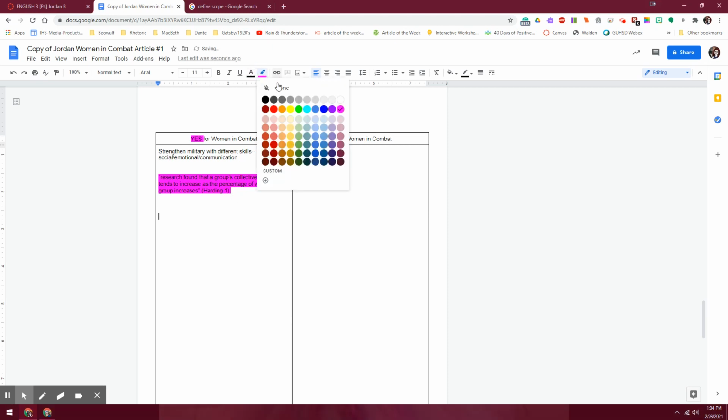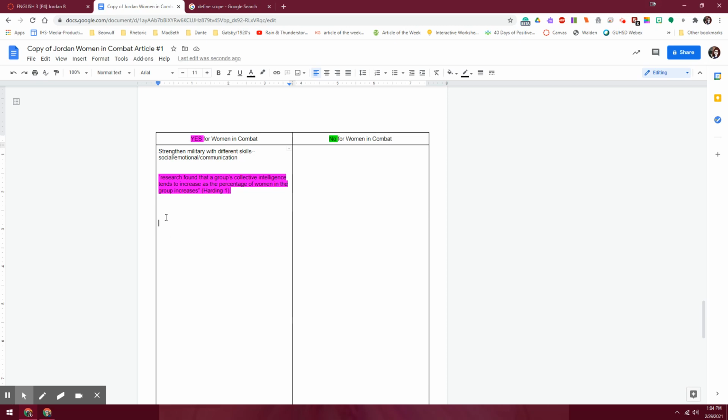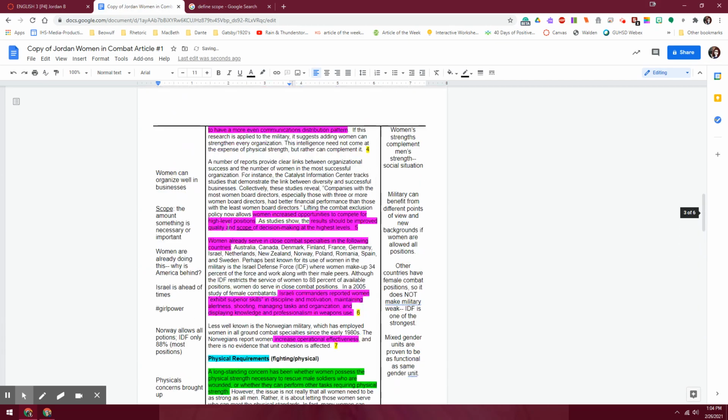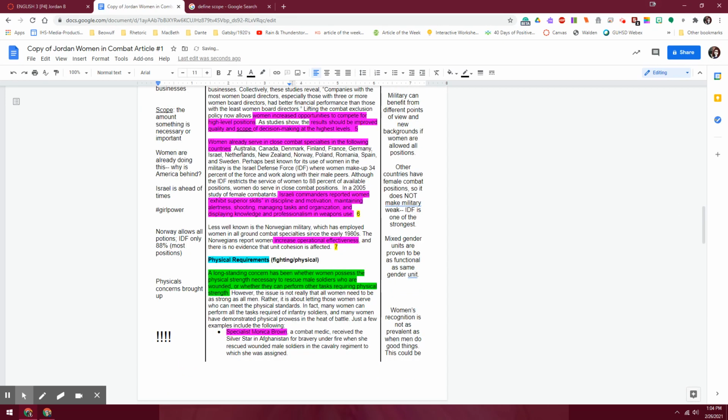I need to get rid of my highlighting. So the next thing that I think is, it's already happening in other countries. So this is another argument for why women should participate in military combat. So I'm going to say already happening in other countries. And then I'm going to go find a piece of evidence. So there's this whole section here about it's happening in Australia.